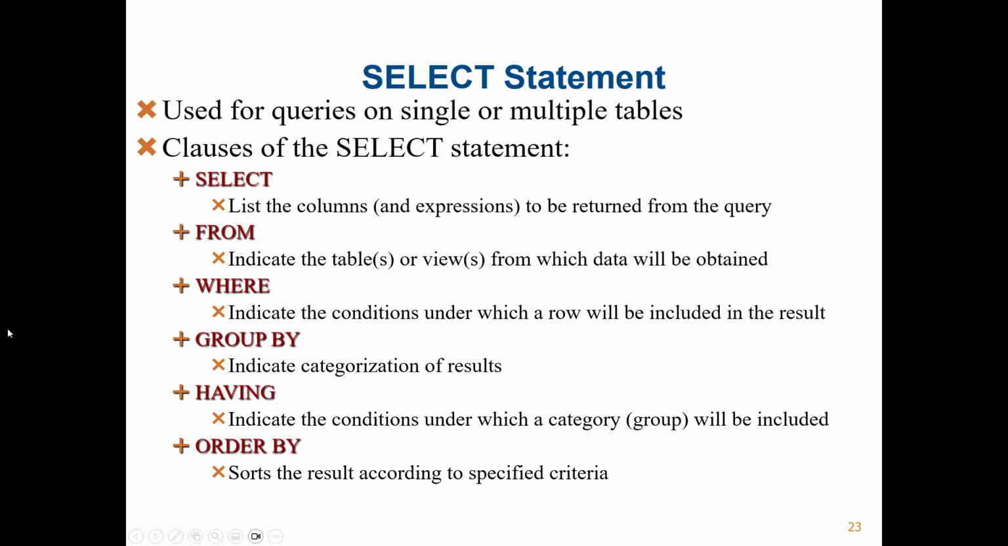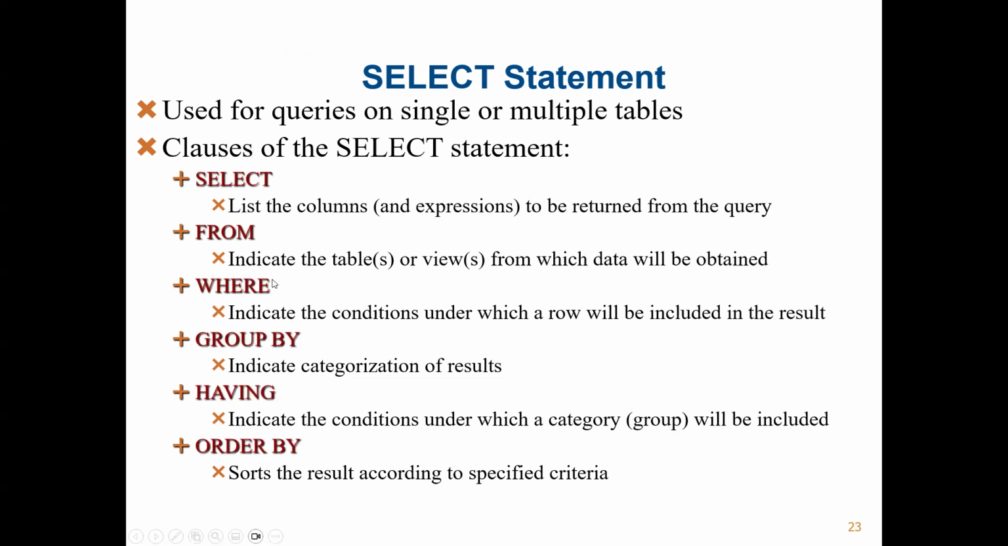But if we have a specific condition, like say we need students from New York State or students whose GPA is 4.0 or something, then we can set it. So select lists the columns and expressions to be returned from the query. From will indicate the tables, or if you are using views, where the data will come from.